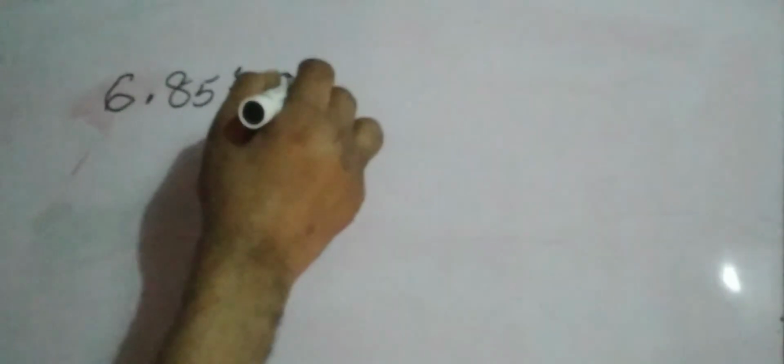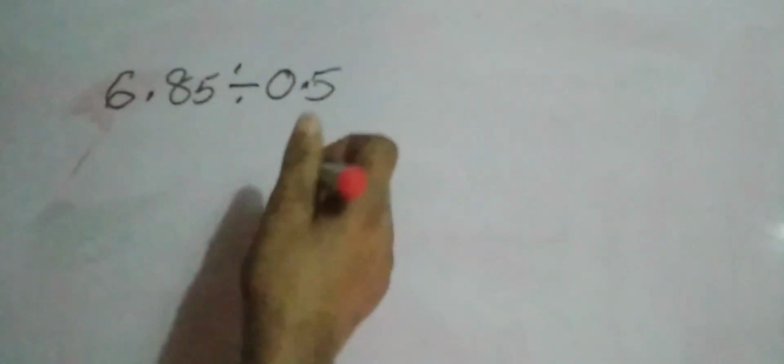So I'm going to put the first problem on, and that is 6.85 divided by 0.5. The first thing we need to look at is the divisor. We have to change the divisor into a whole number. And how do we do that? We multiply the divisor by 10. So 0.5 is going to be multiplied by 10. When you multiply that 0.5 by 10, you move the point one place to the right.